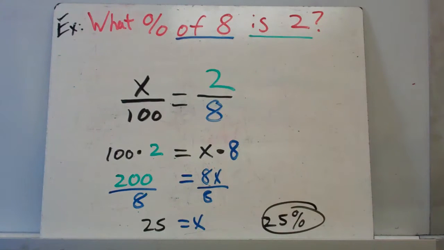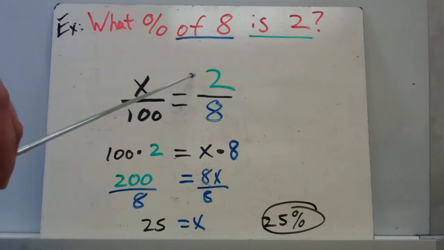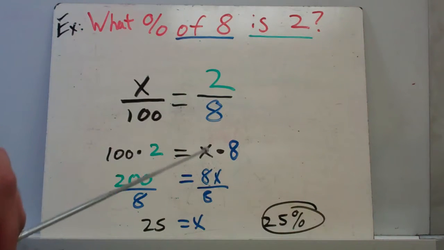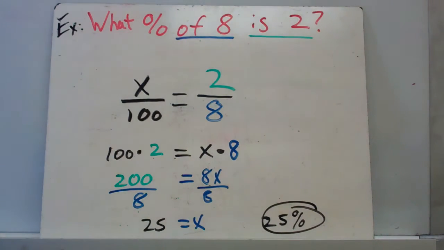Okay, so from here we're going to cross multiply. 2 times 100, and we get 200. X times 8, we get 8x. We need to isolate the x, so we're going to divide by 8 on both sides, and we're going to get 25 is equal to x. So x in this case is going to be 25%.